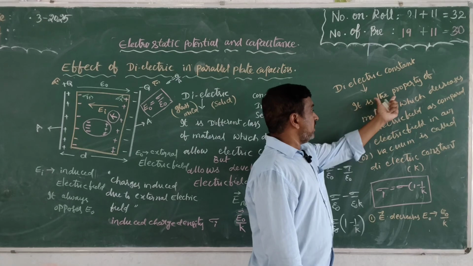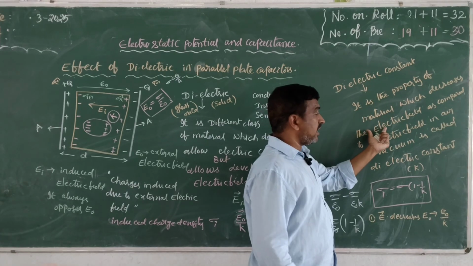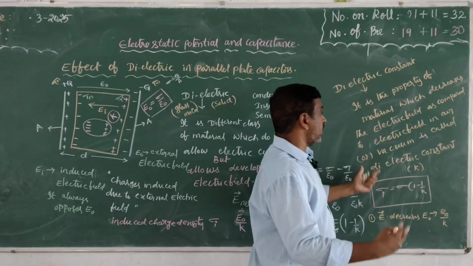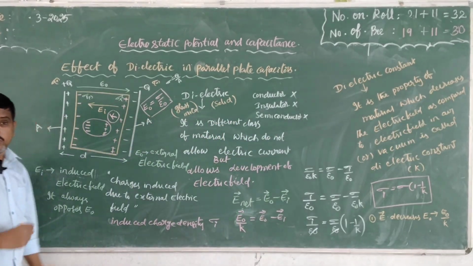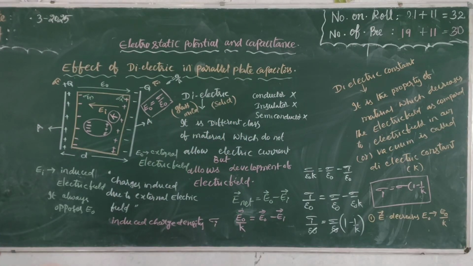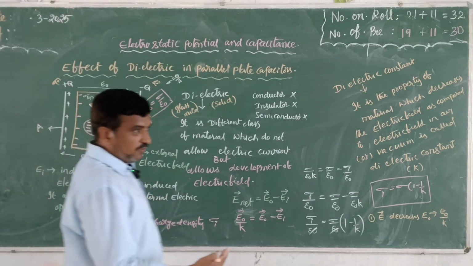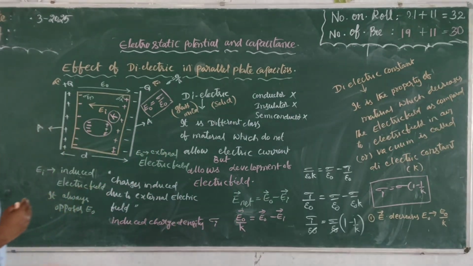It is the property of a material which decreases the electric field as compared to the electric field in air or vacuum, K times. That's why the resultant electric field is E naught by K. So E naught changes to E naught by K. What about potential? What about capacitance? That we will discuss. The electric field decreases to E naught by K.